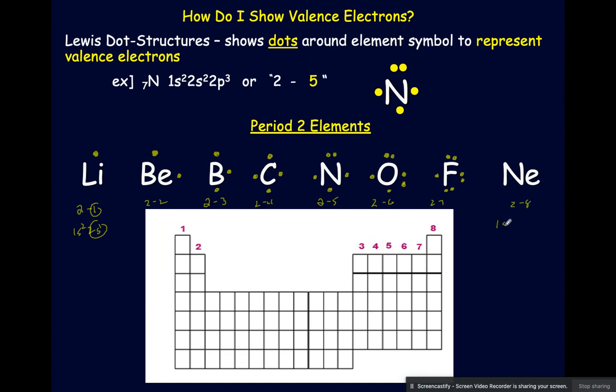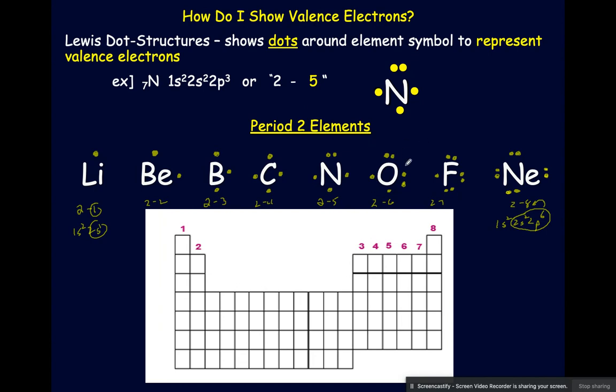And again, 1s2, 2s2, 2p6. Remember, this is the valence, which makes the 8. 1, 2, 3, 4, 5, 6, 7, and 8. So now everybody's paired up. So when everybody's paired up, you have a certain stability to this.